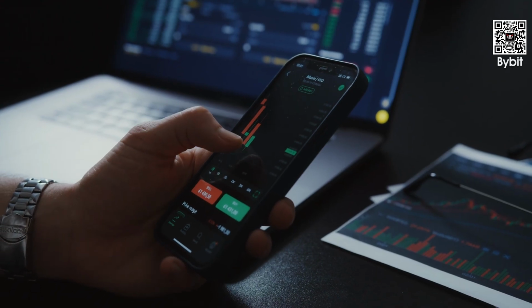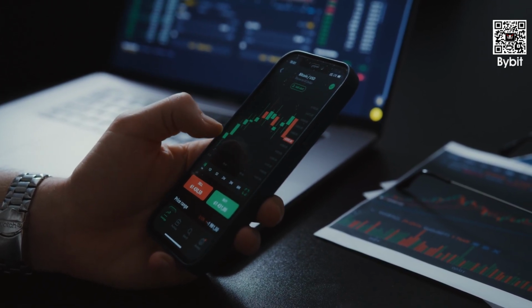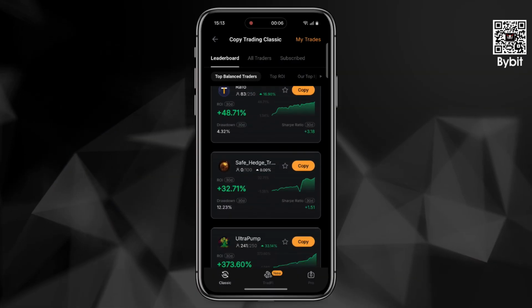In the My Traders section, you can track results, adjust parameters, or unsubscribe from a trader if their strategy stops being profitable. A significant advantage of Bybit is that you can simultaneously copy multiple traders and distribute your deposit among them. This reduces risks and allows you to test different trading styles, aggressive and conservative.